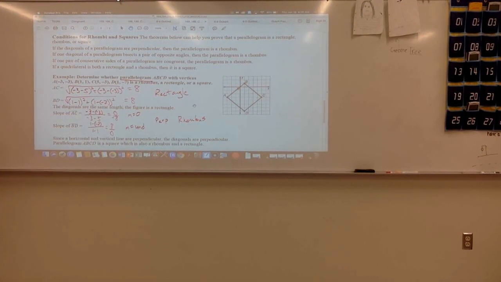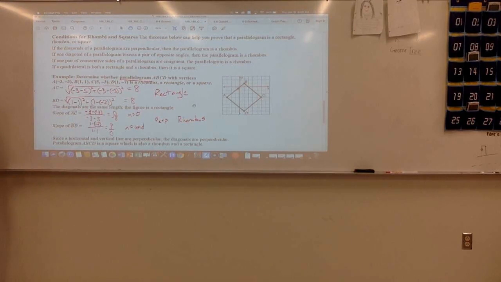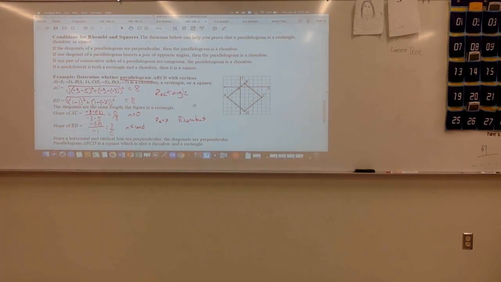Okay, so if we're already told that something is a parallelogram, all we need to do is find the length of the diagonals to see whether or not it's a rectangle, and the slope of the diagonals to see whether or not it's a rhombus. If the diagonals are parallel, then it's not even a shape.